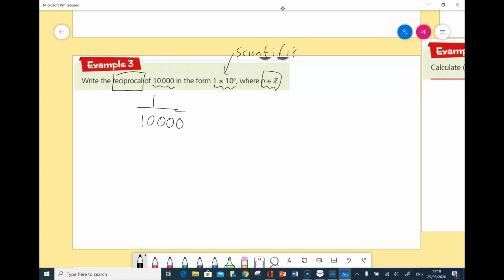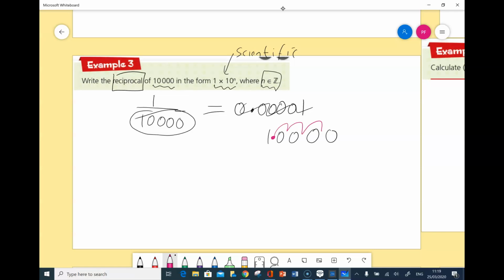Now, there's a couple of different ways we could do this. We could put this into our calculator and hit the equals button, and you'll get 0.00001. Okay. Another way of looking at it is just, let's break the 10,000 into the scientific notation. So we've got 10,000. I want my decimal point to be less than 10, so I'll put it here. I'll be jumping to the right. 1, 2, 3, 4 jumps.